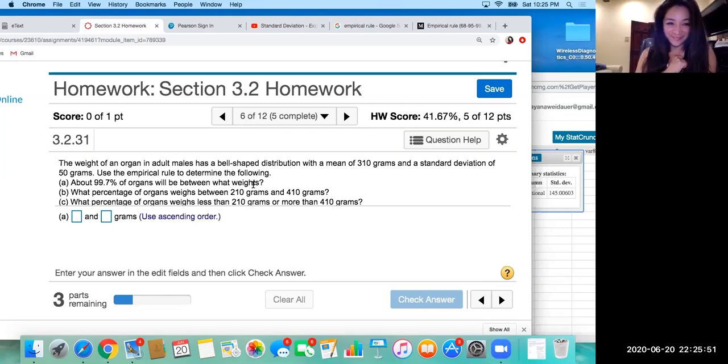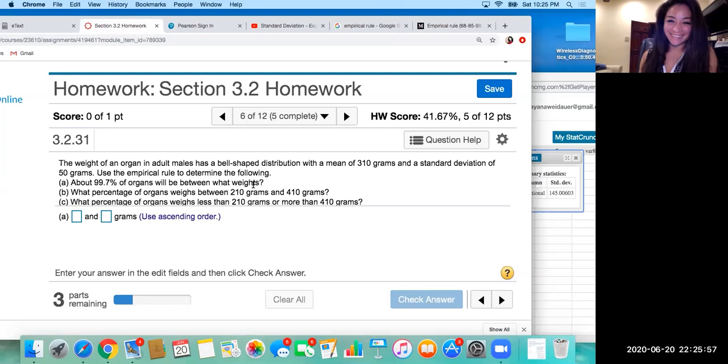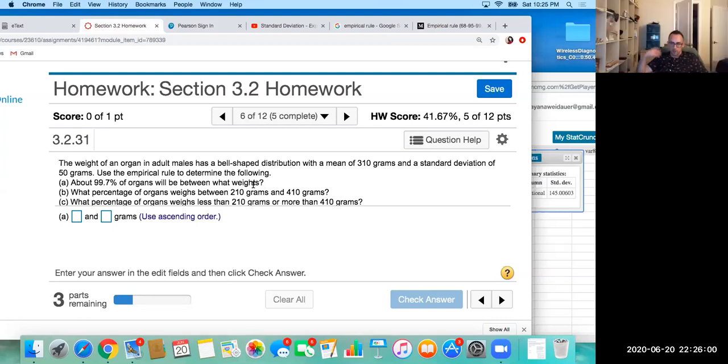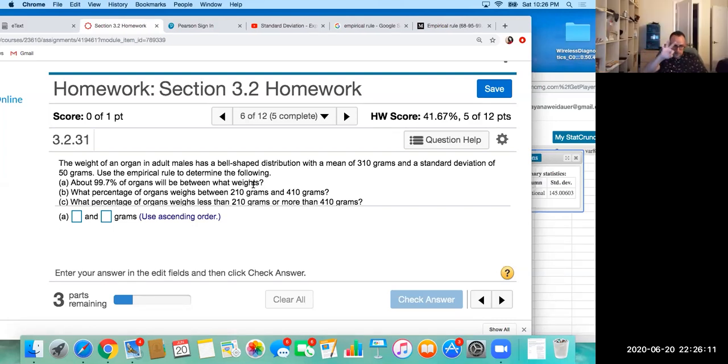This is kind of tough. Some people really struggle with this. Is that hard? So just check this out. Watch, I'm going to do it for you. Just kind of observe. I'm going to take 310, that's the middle. I see 99.7, and 99.7 is the biggest one, that's the 3. Since that's the biggest percentage, that must be the biggest number, 3. So I'm going to add 3 times 50, because the standard deviation is 50. So 3 times 50 is 150.